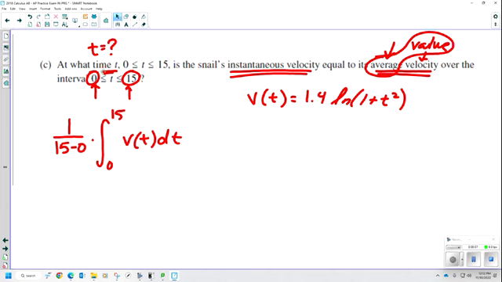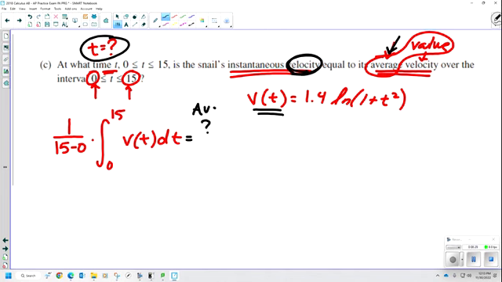That's the important thing to do, and that's just going to help us find t. We want to know what time, we're still trying to find this, that the velocity actually equals what the average value is. So I'm going to have to take velocity and set it equal to whatever I get here, because this is the average value. So what value of t that I put in right here would make this equal to the average value of the overall velocity from 0 to 15.